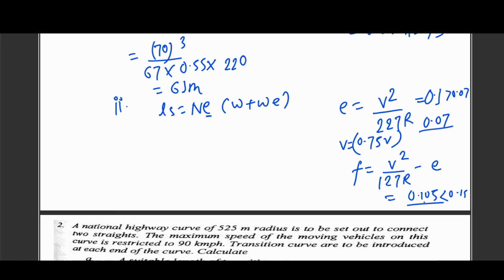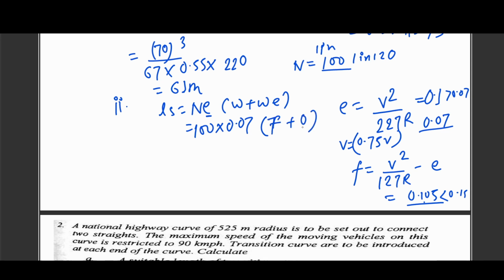Otherwise we need to decrease the design speed, but in general in the transition curve the design speed decrement is not given. Okay, so what will be the N value? N value is generally assumed as 1 in 100 to 1 in 120. Generally, always consider 1 in 100 if not given in the question. So 100 into 0.07. What is the width of the pavement? That is given as 7, and extra widening equals 0. Sometimes extra widening can also be assumed to be there, so you have to calculate it that way. And what will be the value of Ls? If we solve this, the value of Ls will be 49 meter.